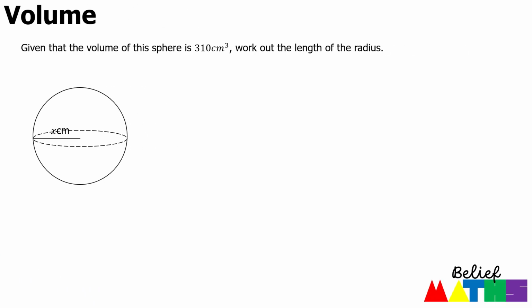Now we could also be given a volume question backwards, where you're given the volume and you're asked to find one of the values. So in this case, we're given the volume of the sphere and we're asked to figure out what the radius would be. So the volume of a sphere, remember the formula is always given to you. It's 4/3 times pi times the radius cubed is equal to 310.